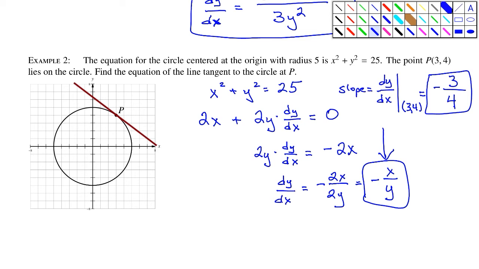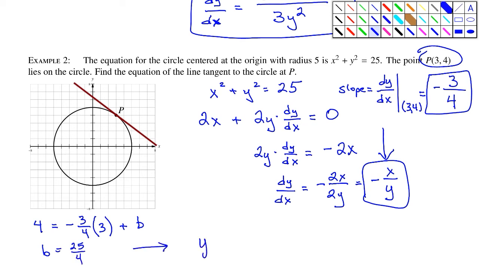Finally, we find the equation of the tangent line. We have the point, we have the slope, so we use the slope-intercept form, and we get 4 is equal to negative 3/4 times the x value of 3, plus b. And when you work that out, you get b is equal to 25 over 4. So the equation of the tangent line is y equals negative 3/4 times x plus 25 over 4.